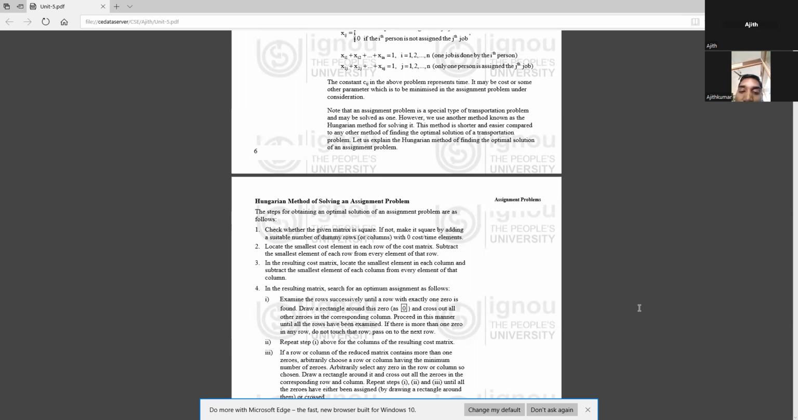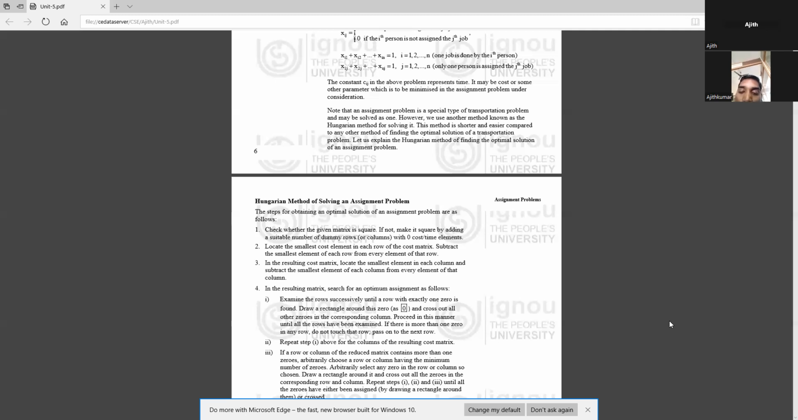In the resulting matrix, search for an optimum assignment as follows. Examine the rows successively until a row with exactly one zero is found. Draw a rectangle around that zero. Cross out the other zeros in the corresponding column, and proceed in this manner until all rows have been examined. If there is more than one zero in a row, do not touch that row, and pass on to the next row. Repeat the steps above for the columns of the resulting cost matrix.